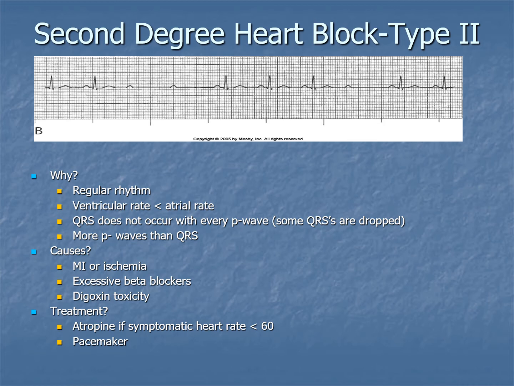Causes are MI, ischemia, excessive beta blockers, dig toxicity. The treatment would involve, if it's dig toxicity, stopping the dig. Atropine if the patient is symptomatic, potentially pacing the patient as well, and monitoring them to see if the patient's symptomatic. They probably will be symptomatic at some point, particularly on exertion.